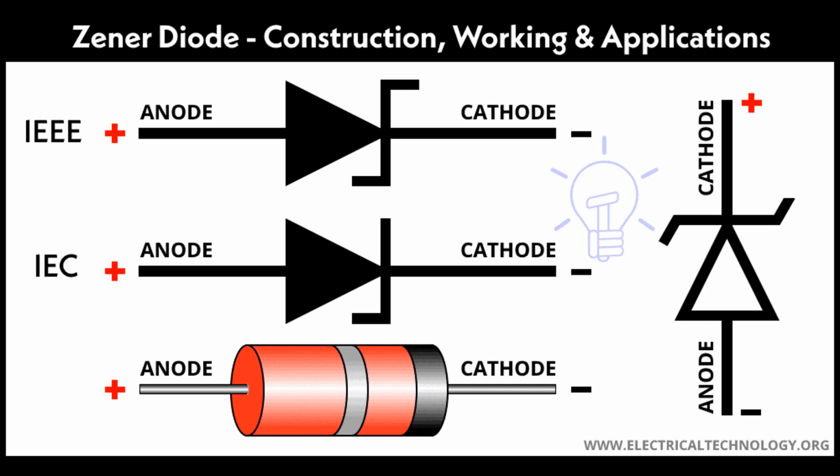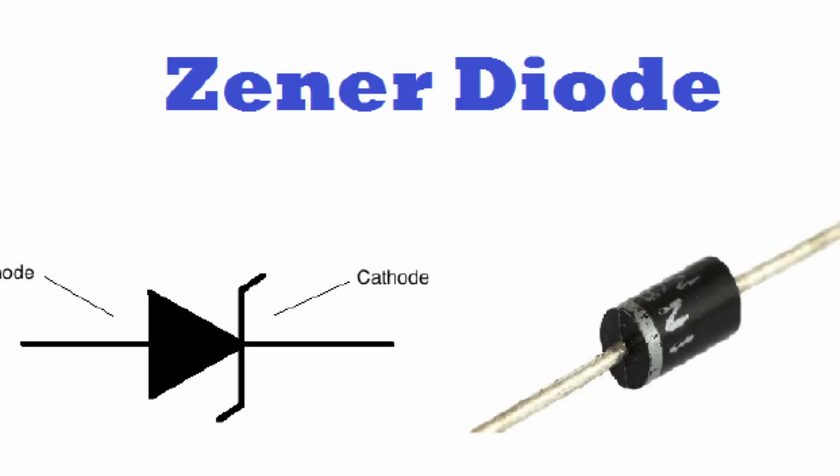Voltage shifting. Zener diodes can be used to shift the voltage level of a signal by clamping it to a specific voltage level. Overvoltage protection. Zener diodes are employed in various circuits to protect sensitive components from overvoltage conditions by diverting excess voltage away from those components. Voltage measurement. Zener diodes are utilized as voltage references in measuring instruments and sensors.